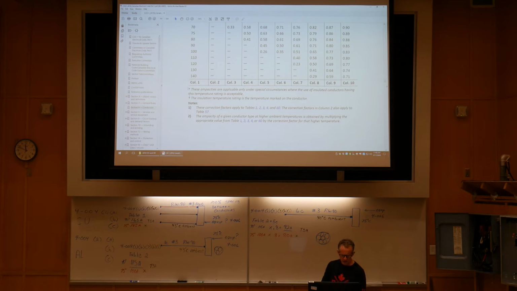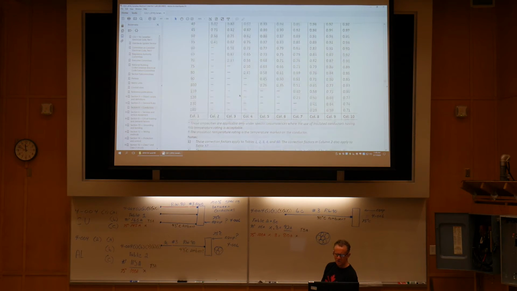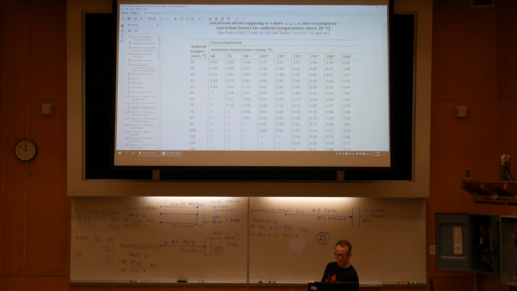So the note says here, these ampacities are applicable only under special circumstances where the use of insulated conductors having this temperature rating is acceptable. So that note is talking to these ampacities of conductors in the 105 degrees and higher temperature ratings. The standard conductors we use in inside wiring are really in the 60, 75, and 90 degree columns, with 90 being the most prevalent.